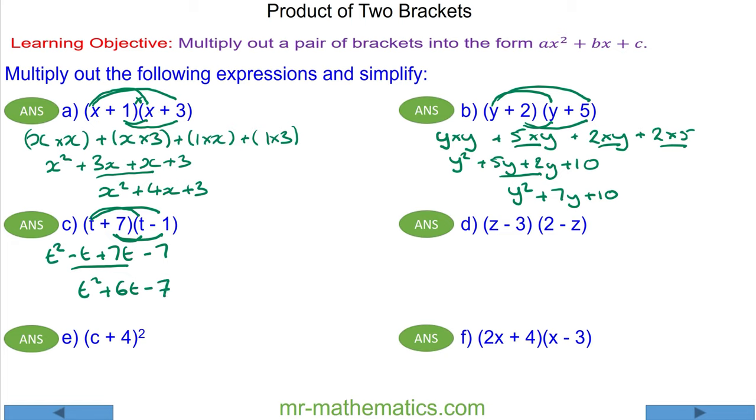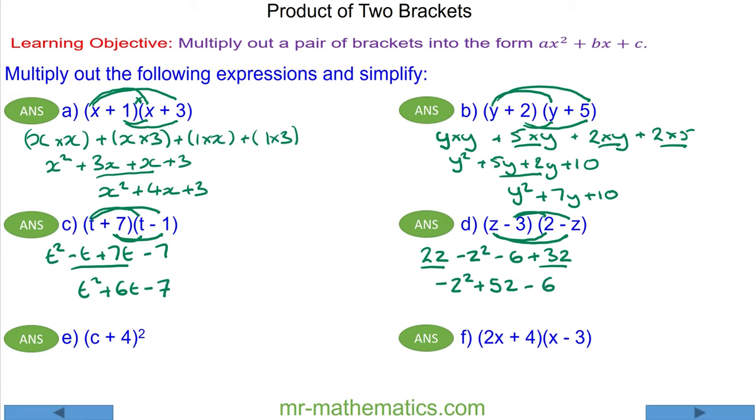For question D, we have z multiplied by 2, which is 2z, z multiplied by the negative z, which is negative z squared. Negative 3 times 2 is negative 6, and negative 3 times negative z is positive 3z. We can collect the like terms, 2z add 3z is 5z, with the negative z squared, but we're going to start with the squared term, and then negative 6.